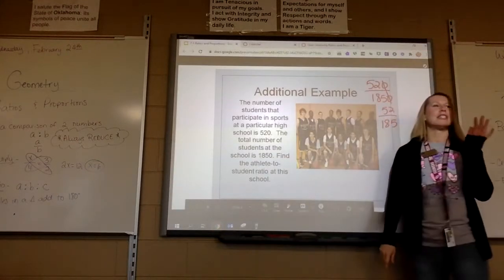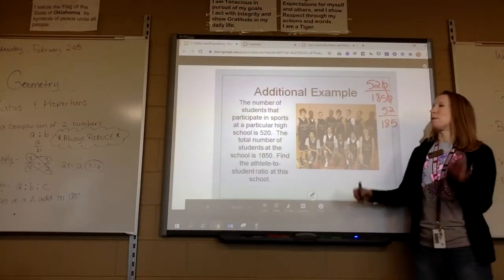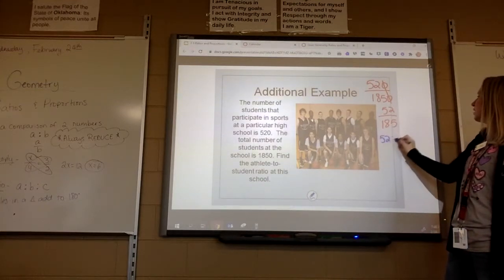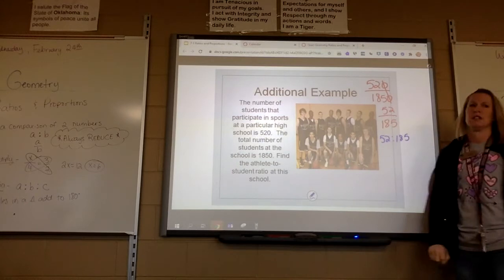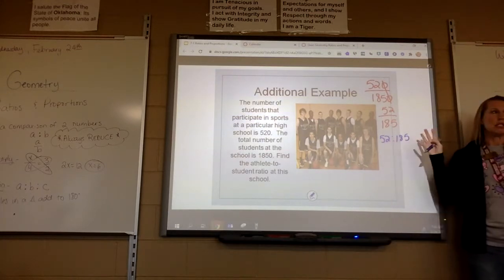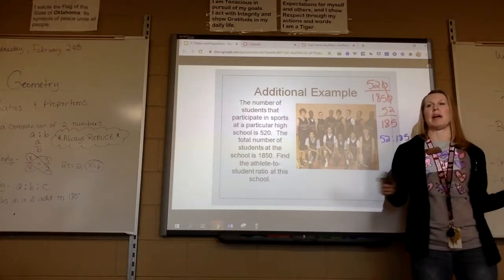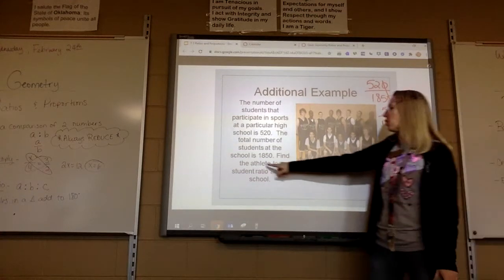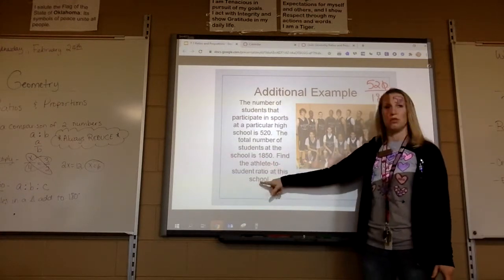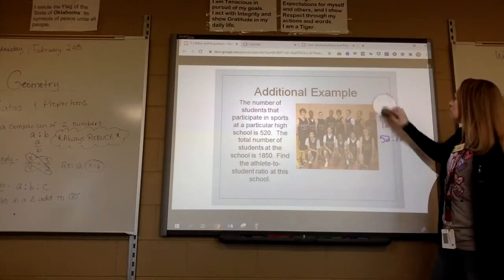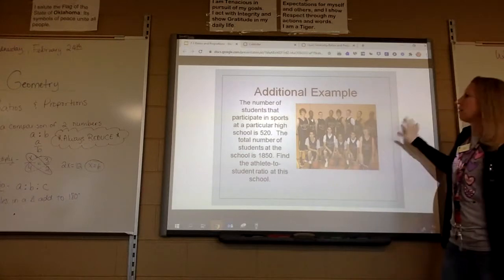Now on your assignment today, when you type in the answers, I will want you to do it like this: 52:185. No spaces. Okay, so all a ratio does is compare two numbers. It has to be in the order that it tells you, like athlete to student. So I did the athletes and then the students. You have to reduce. Most important thing, if you don't reduce, it'll count it wrong.